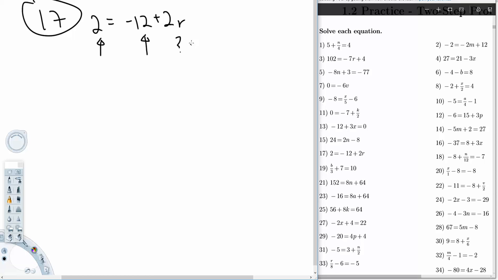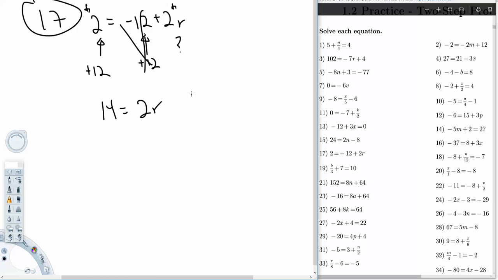So I've got what I don't know on this side. I want everything I know on that side. So I got to get rid of this guy. Minus 12. How do I get rid of it? I add 12. Boom. This cancels out. 2 plus 12 equals 14. That equals 2r.